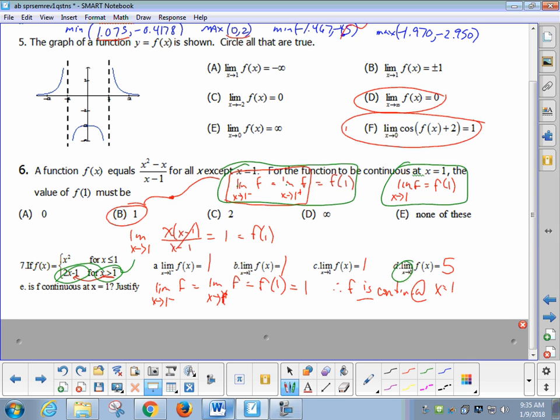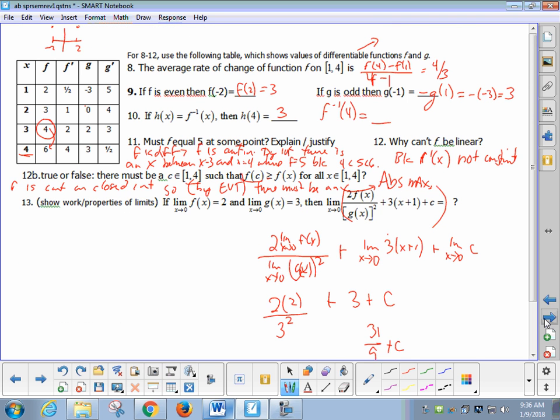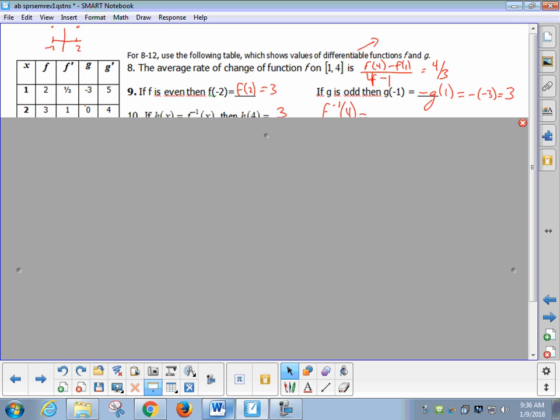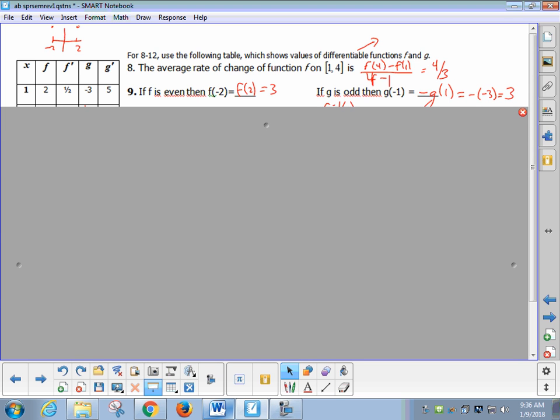Questions on this, up to here? I'm going a little fast, but I also want you to have plenty of time to work on your homework. Feel good? Please do stop me and say, whoa, slow down, buddy boy, if that's necessary. Okay. On number 8, average rate of change was 4/3.